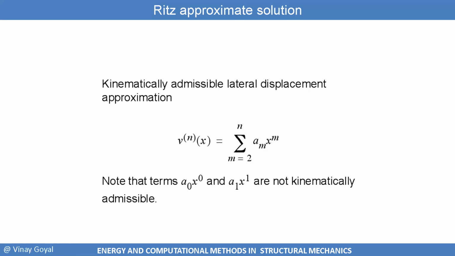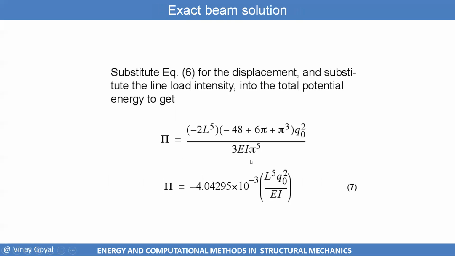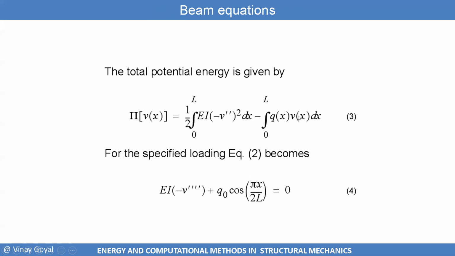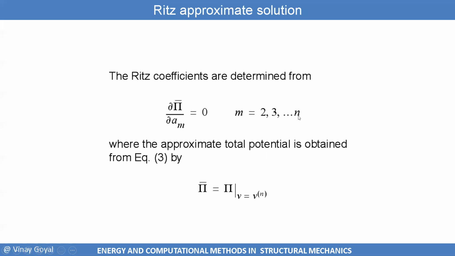Then you substitute this equation into the functional here, and then minimize pi with respect to each of those unknown coefficients, with derivative of pi with respect to am, for m equals 2, 3, up to whatever terms you want to select.